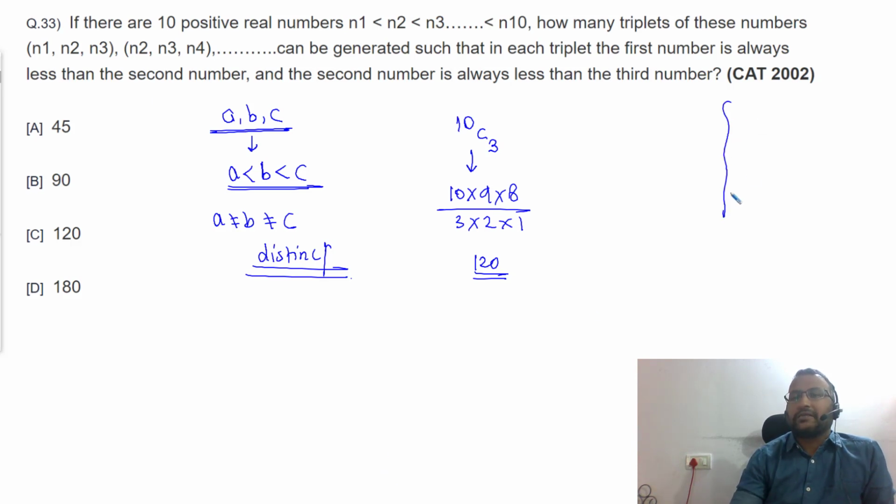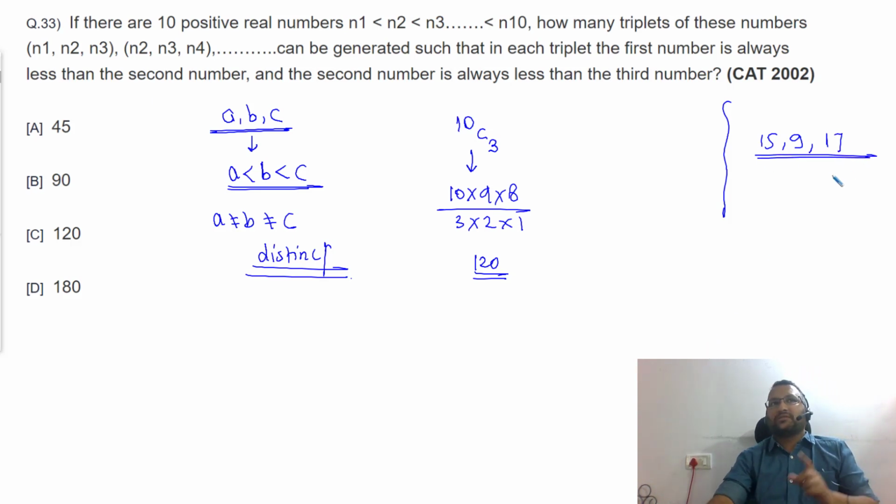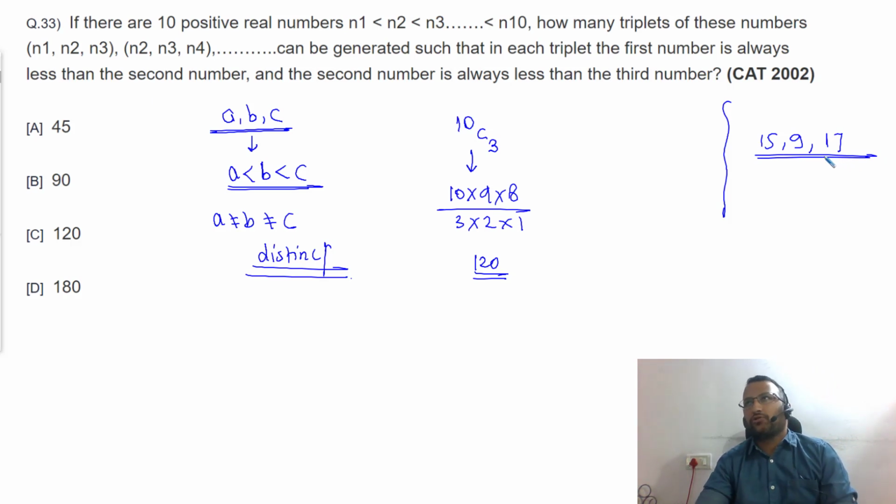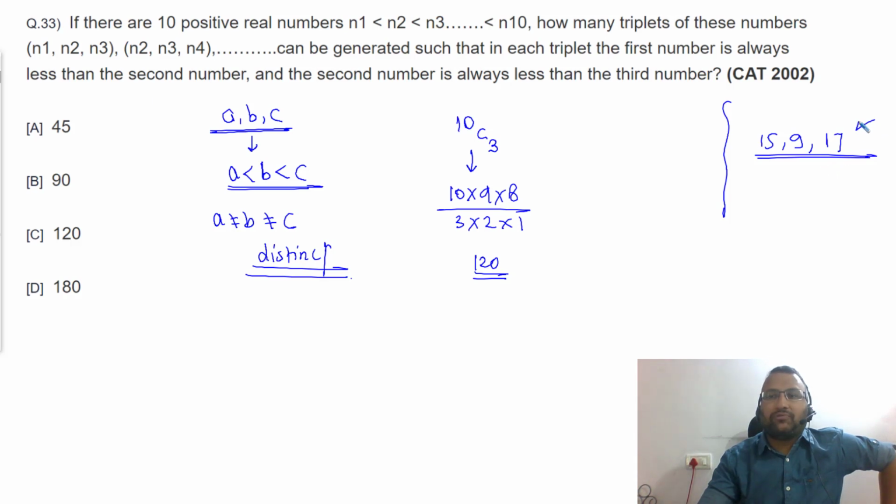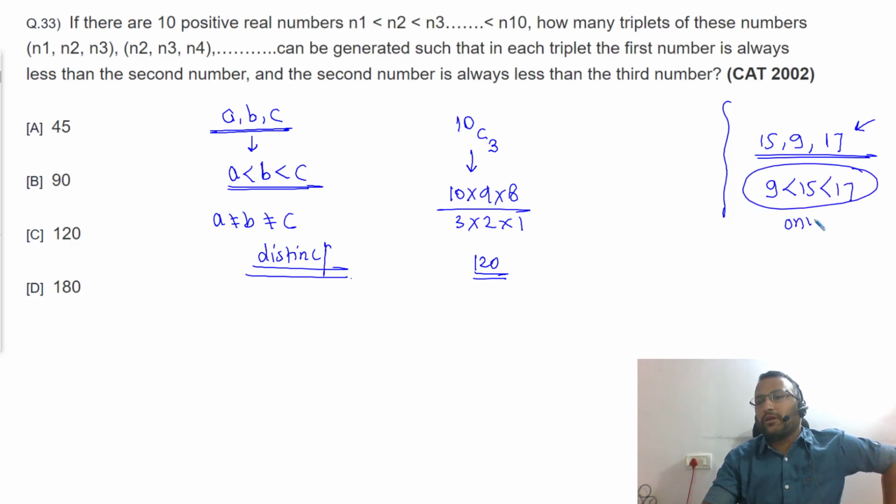So let's say I selected 15, 9 and 17. So I want smallest number first, second smallest number second position and the remaining number at a third position. So in how many ways we can arrange according to our condition, everyone? The first number should be less than second number and second number should be less than third number. That is 9 is less than 15 and 15 is less than 17. This is the only possible combination.